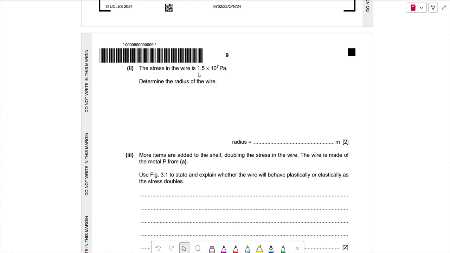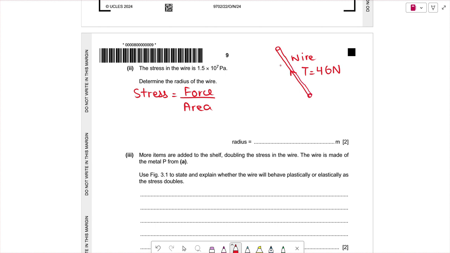The stress in the wire is 1.5 into 10 to the power of 7 Pascal. Determine the radius of the wire. So the formula for stress is force over area. So we are talking about this wire, and we know the tension in the wire is now 46 Newton. So that means we know the force. Now, since this wire is cylindrical in shape, and the cross section of this wire is a circle, the area of a circle is pi r squared.